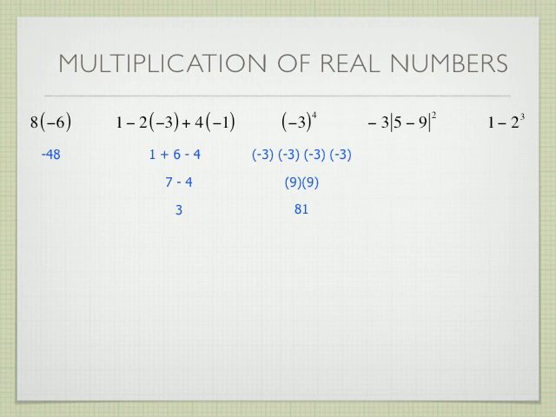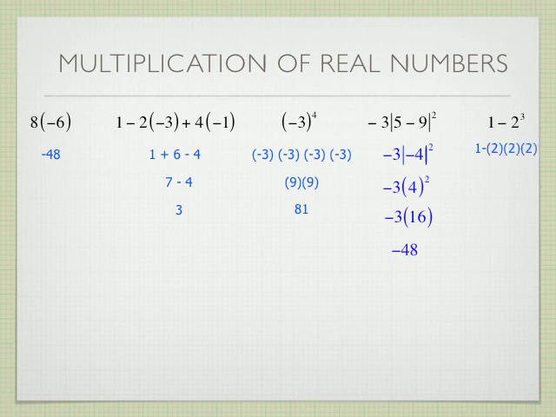Negative 3 times the absolute value of 5 minus 9 squared. Do I have any parentheses? No, but I have that absolute value, and that counts as a grouping mechanism. So 5 minus 9 is negative 4. Now that I only have one thing left in that absolute value, I can take the absolute value. I can't take it earlier. I have to wait till there's only one thing in there. So I have negative 3 times the absolute value of negative 4, which is 4, but I'm going to square the 4. Now what comes first? Negative 3 times 4 or 4 squared? Yep, exponents come first. So we have negative 3 times 16 or negative 48.